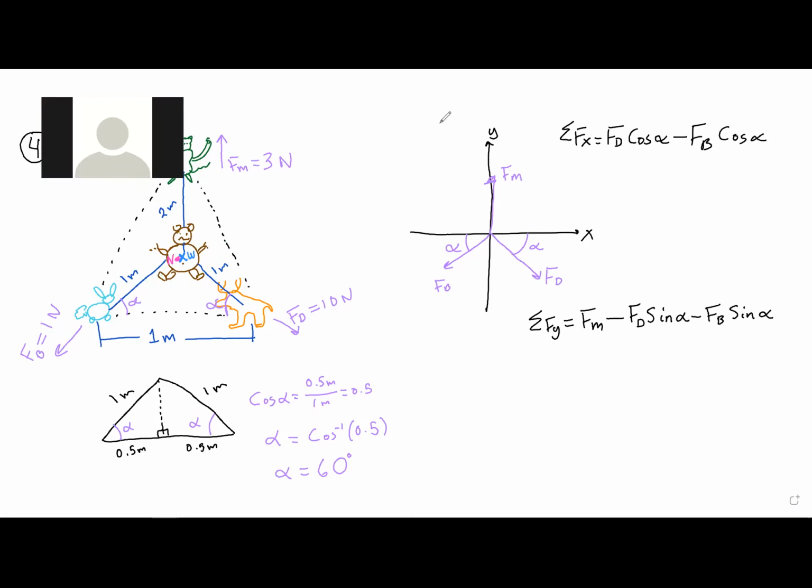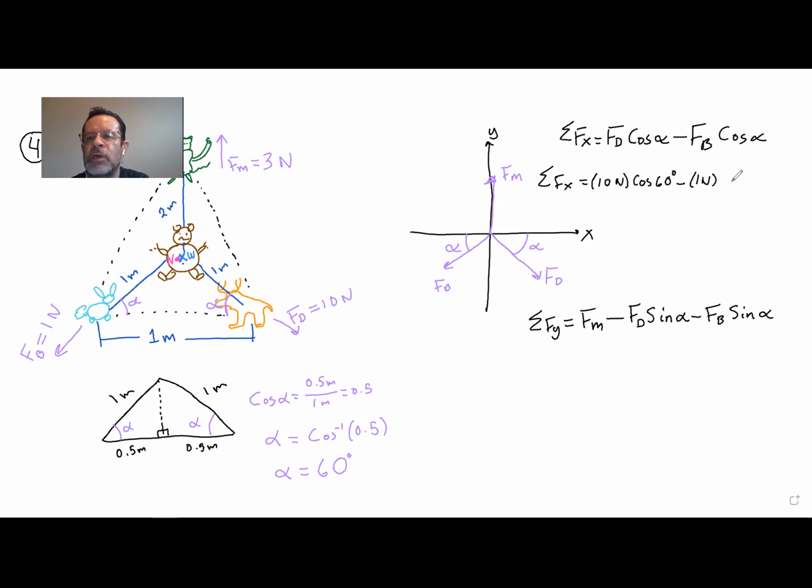Now, I'm gonna let you guys go in a minute. Don't worry. Let's go back over here. So now we're gonna have that the sum of forces in X is gonna be FD, which is 10 newtons times the cosine of 60 degrees, minus the bunny, which is 1 Newton times the cosine of 60 degrees. If you guys want to leave earlier, help me with the calculation. Somebody calculate this, please.